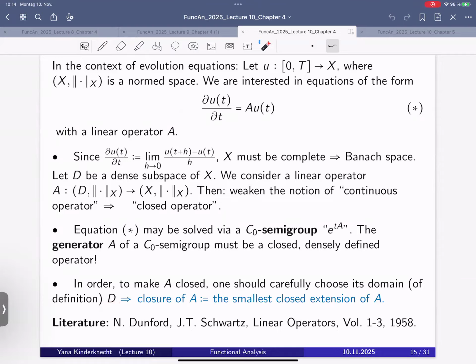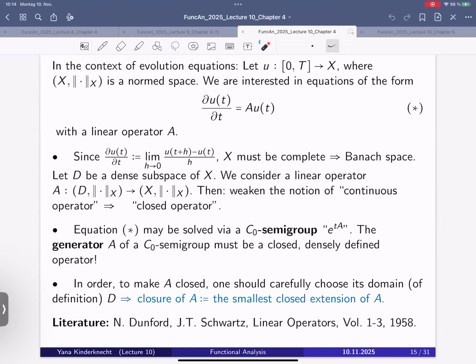Because once again, what does it mean that the operator A is closed? This means that its graph of A is a closed subspace of this direct sum. And of course, if you make D smaller, then you may lose this closedness. So D should be sufficiently large to provide a closed operator. So this leads to such a notion as the closure of an operator. That is, this is the smallest closed extension of a given operator A.